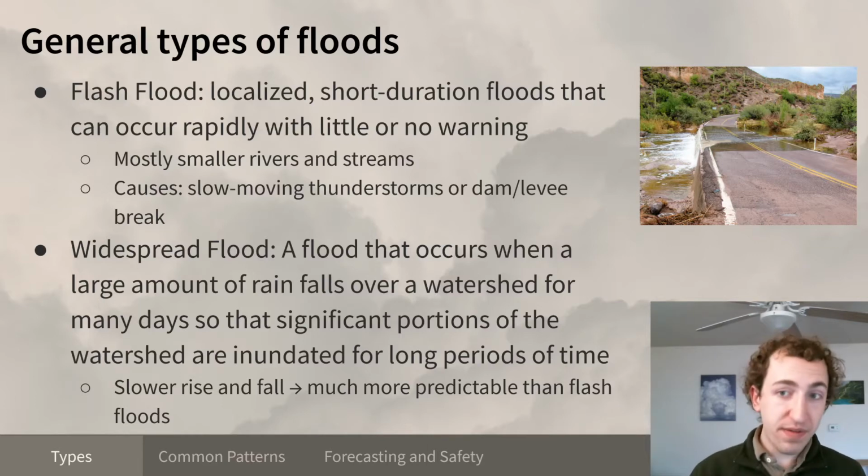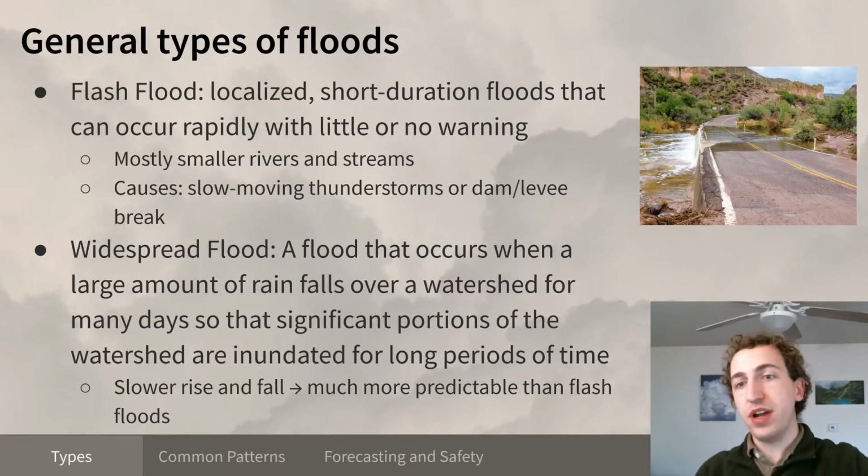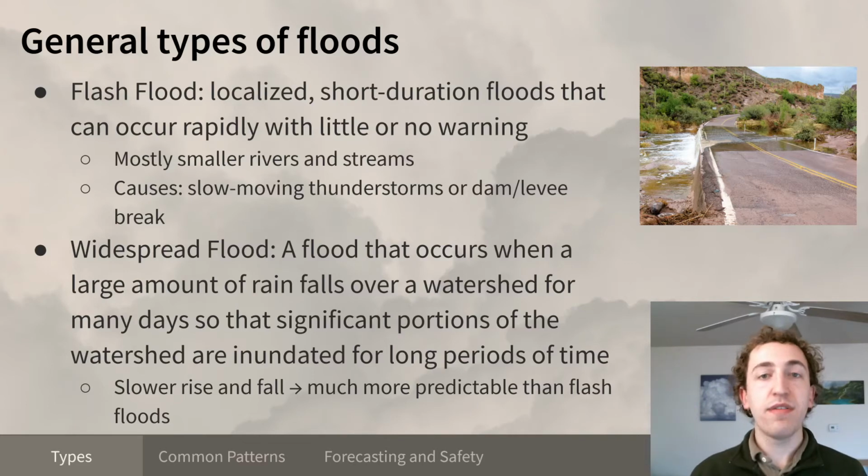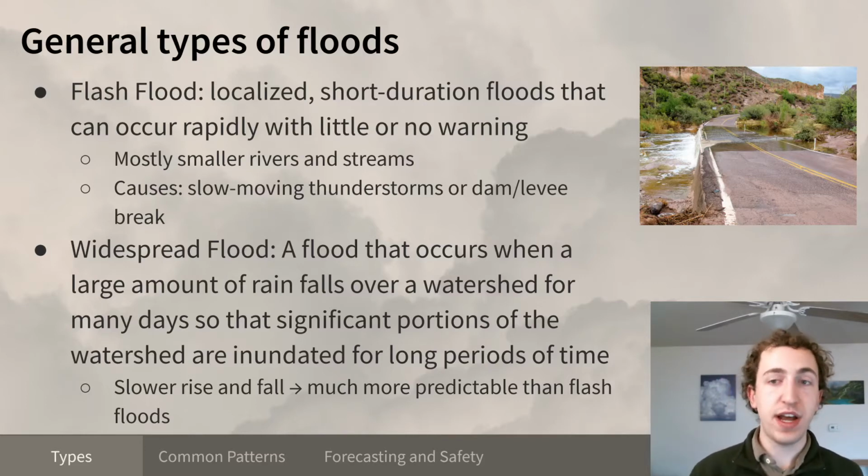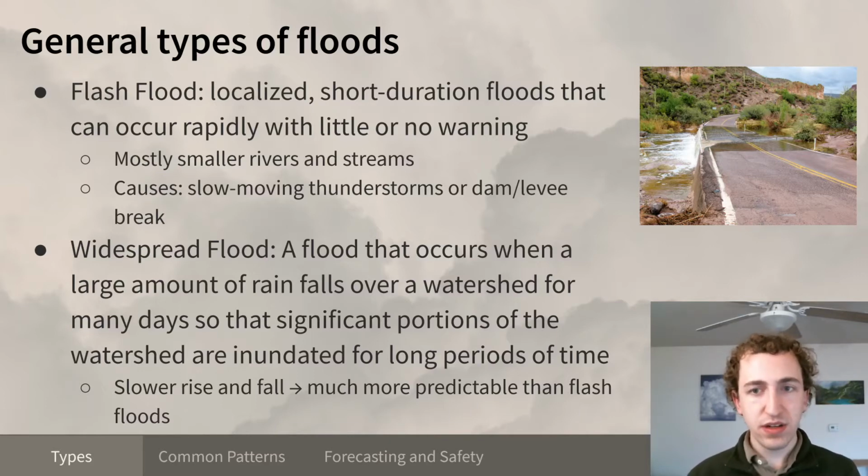Next up is widespread flooding. This is a flood that occurs when there's a large amount of rain over a watershed, a whole river basin, or widespread area for many days at a time, where there isn't enough time for the water to return to its normal channels. That means significant portions of the watershed are inundated for long periods of time. These have slower rises and falls, so they're much more predictable in behavior than flash floods are.